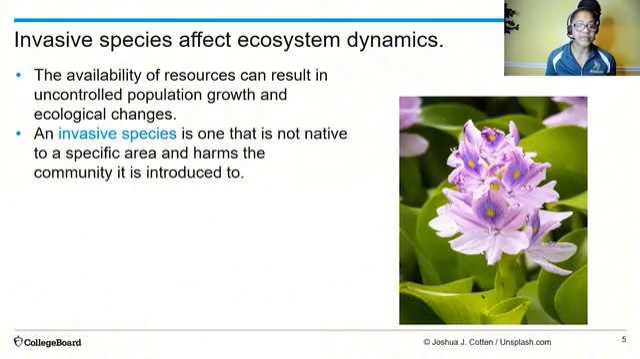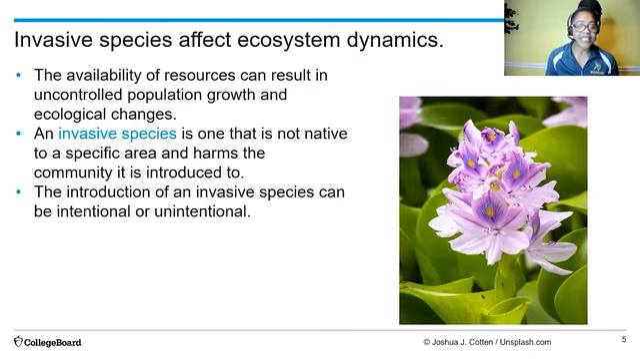We mean that it's a species that is not native to that environment. And ultimately, the presence of this species can actually harm the community that it is introduced to because it shifts the availability of resources in that environment, because that species is accessing a niche that is allowing it to grow uncontrollably in that environment, which decreases resources for other organisms. And as I mentioned before, this can be an unintentional or an intentional introduction of an invasive species.